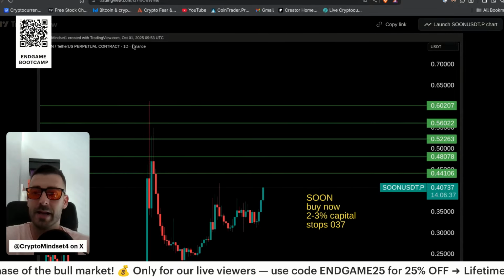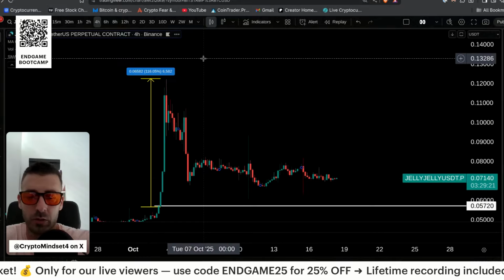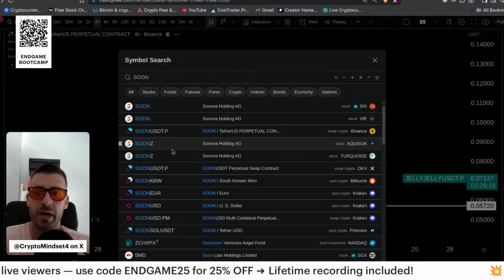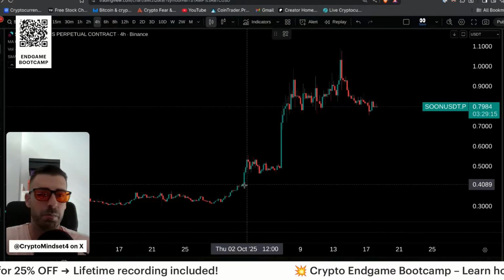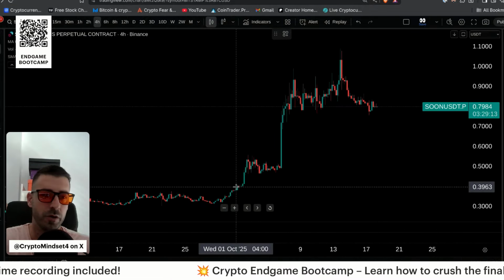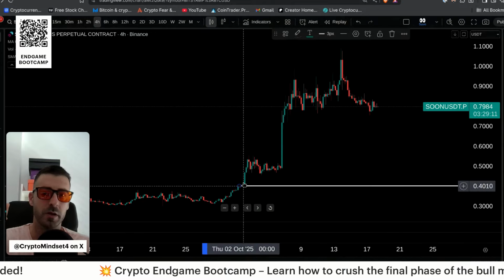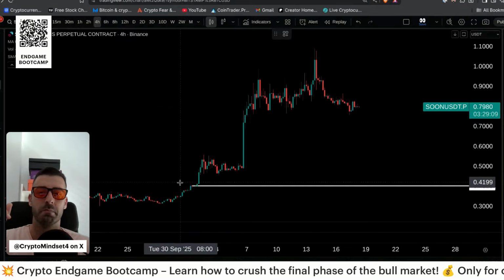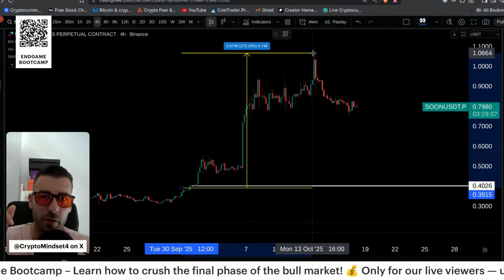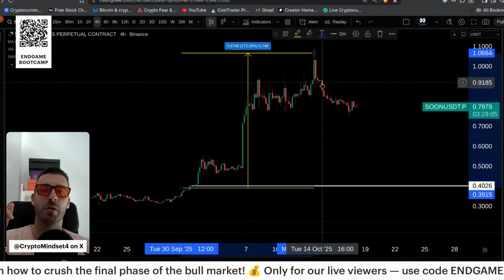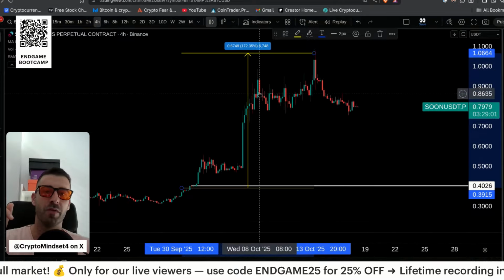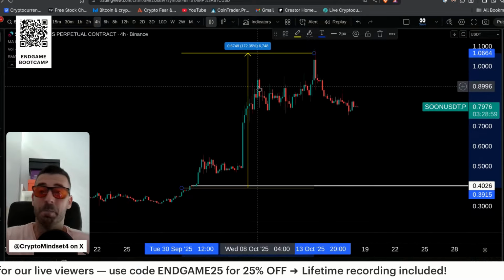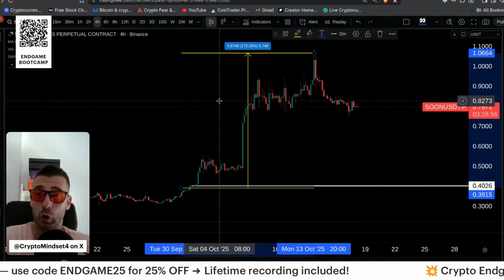Look at the date, October 1st. Look at Soon, 40 cents. Show you the entry, man. That was our entry here on this pump, 40 cents. Just entered here before the pump actually. Here, look at that. Bam. Max gains went all the way, even 170% from our entry. We actually closed it here. Very nice profit, almost more than a double. That's another double we had, Soon.